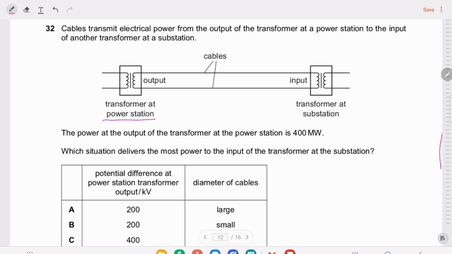Transformer at the power station and transformer at the substation. This is the output and this is the input. This is the cable. The power at the output of a transformer at the power station is 400. Which situation delivers the most power to the input of the transformer at the substation?